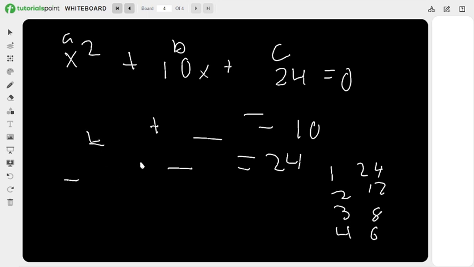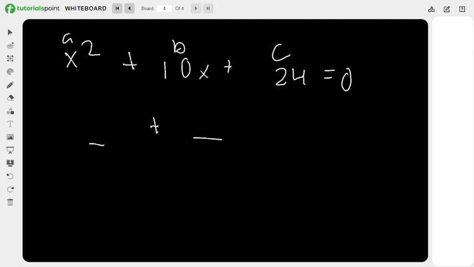So I have 4 plus 6 equals 10. And 4 times 6 equals 24, right? I mean, that's just a fact. You can do it for yourself. You're going to get those results. So our two numbers are 4 and 6.